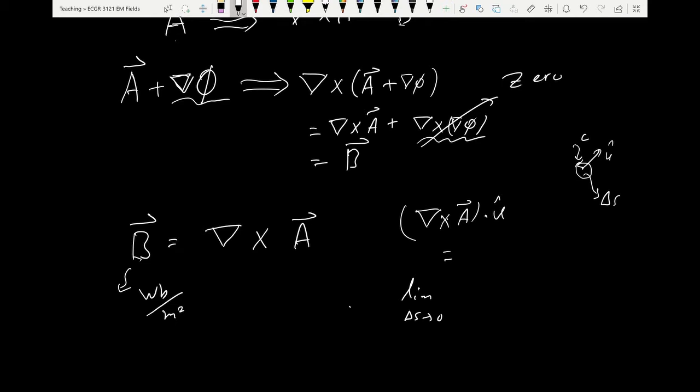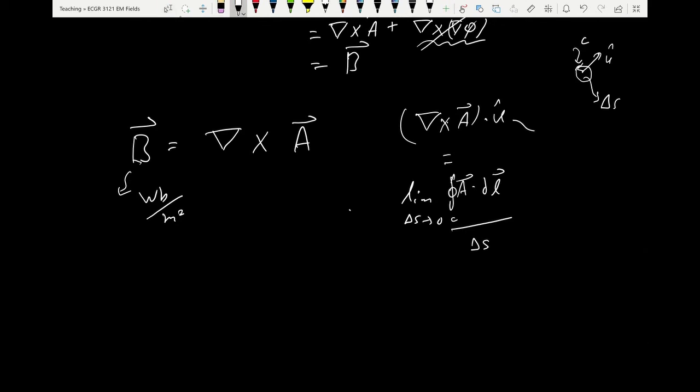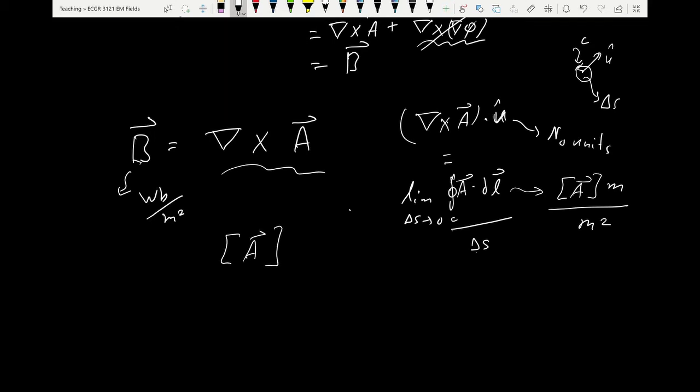Of C dot dl over delta S. Okay, so this has no units, right? This is a unit vector. What about the units of this? So this has units of A times meter, over area, which is meter squared. So the curl has the units of A over meter, right? Meter cancels with meter.